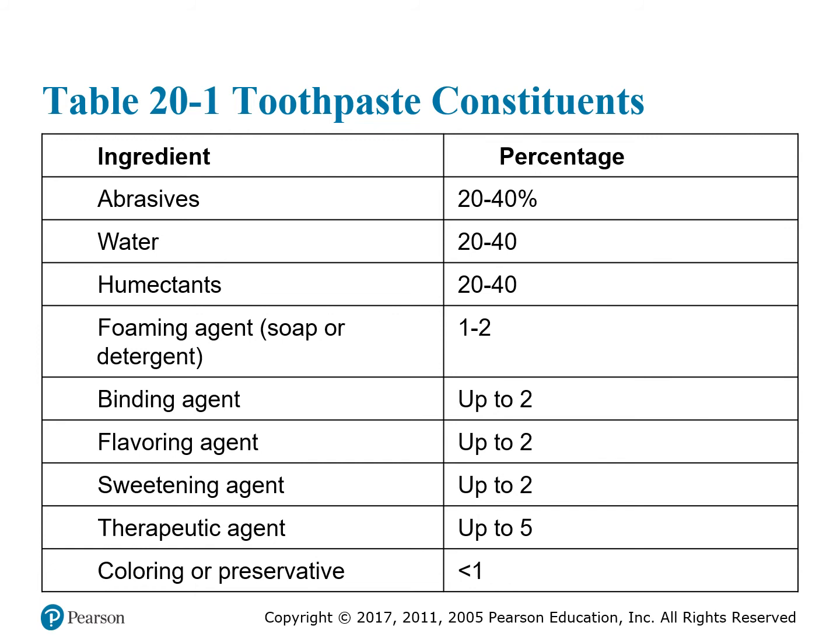So that's a factor for me choosing a toothpaste, and you might find a lot of your patients feel the same way. Therapeutic agent is always going to be the active ingredient, right? So the sodium fluoride, or sodium monofluorophosphate, or whatever it is, stannous fluoride, wonderful stuff. Coloring or preservatives is usually less than 1% of toothpaste. This just makes it look nice.